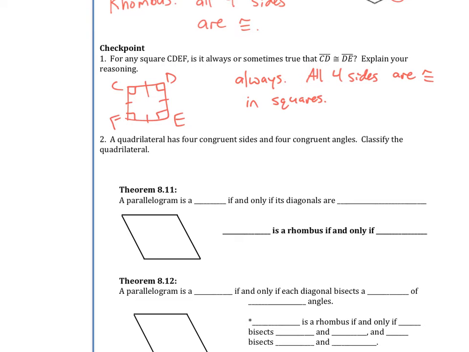And then number 2, a quadrilateral has 4 congruent sides and 4 congruent angles. Classify the quadrilateral. So 4 congruent sides, 4 congruent angles would be a square. I mean, it's also a parallelogram, and it's also a rectangle, and it's also a rhombus. But the most specific name would be a square. So we go with the most specific name.